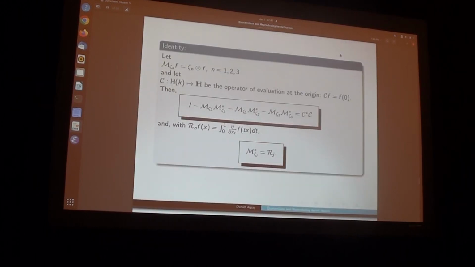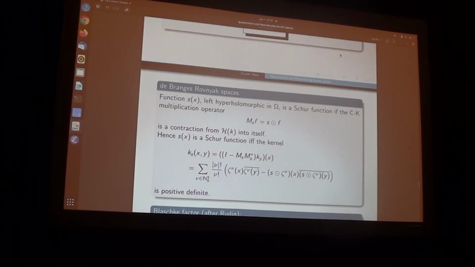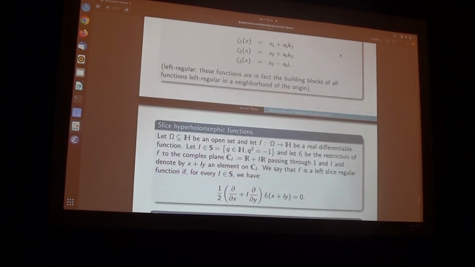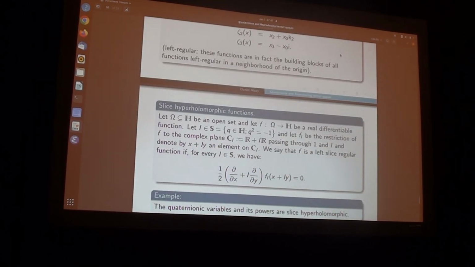holomorphicity, which was introduced by Gentili and Struppa 10 or 15 years ago. Let me go back to the notion, which is the following. So for slice hyperholomorphic functions, and I will not go into all the details, the quaternionic variable is holomorphic in this sense. The word slice means what you think. Each time you pick a unit quaternion, and you get a number of planes, and you want holomorphicity or classical analyticity in each of these planes.